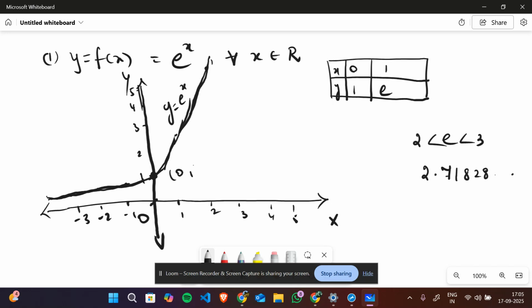Now, when x1 is -3, x2 will be -2. So your f of x1 will be less than f of x2. Similarly, x1 is -1 and x2 is 1. Your f of x1 is this, f of x2 is this. Therefore, f of x equal to e to the power x is an increasing function on its domain, that is, on the set of all real numbers.